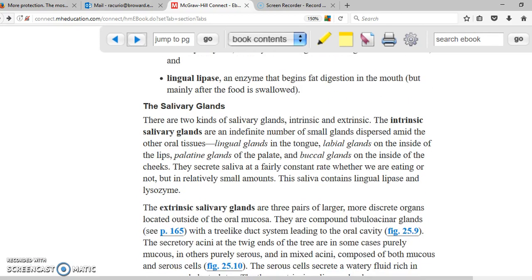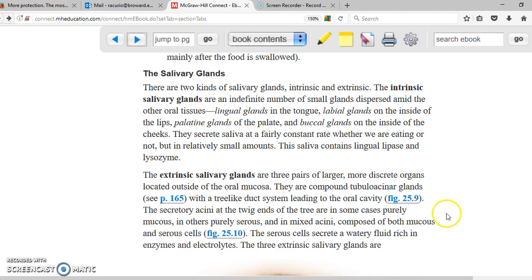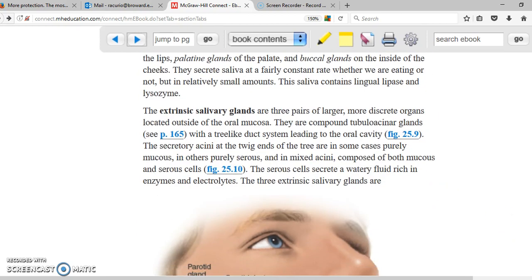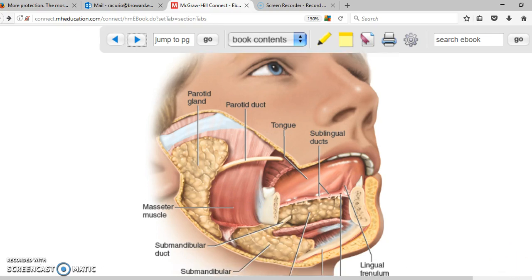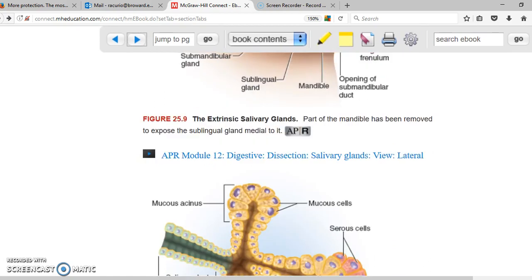Which ones are the salivary glands? We have two main kinds, intrinsic and extrinsic. Intrinsics are numerous salivary glands that we have all over our mouth, very, very tiny, and they secrete just small amounts of saliva, basically 24/7, but very, very small amounts. Extrinsic salivary glands, we have three. They are going to be parotid, sublingual, and submandibular. Those are the extrinsic ones, and those are the biggest salivary glands that we have.